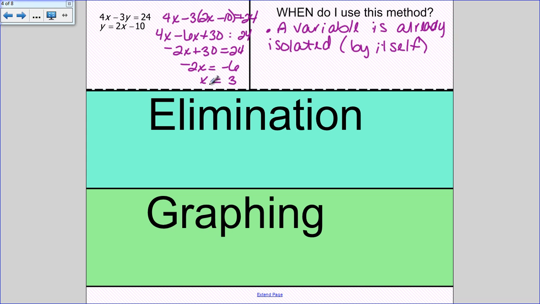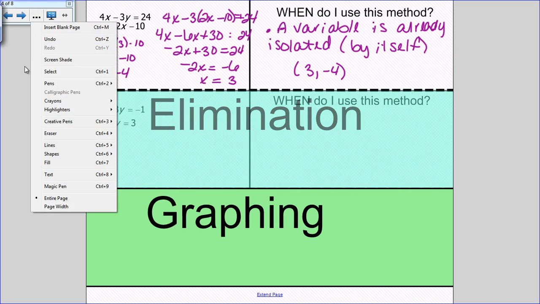So now I have my answer. I need to plug it back into one of these to get y. I'm going to use that bottom equation because it's the one that already says y equals. So y is equal to 2 times 3 minus 10, and 2 times 3 is 6, and 6 minus 10 is negative 4. So there's my answer, and so as an ordered pair, my solution is (3, -4). And the reason, again, substitution was best here is because I already had a variable that was isolated or by itself. So now let's talk about elimination.